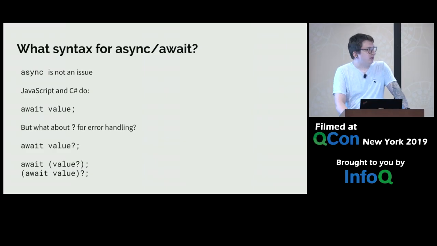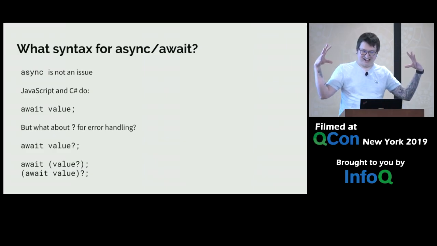But we have this question mark thing for error handling. And you're going to use it a lot because async IO has errors. Like, it's IO, it happens. So what happens if you were to copy that syntax, but you need to use the question mark for error handling? Like, does await value question mark where it's parentheses like this or like this?